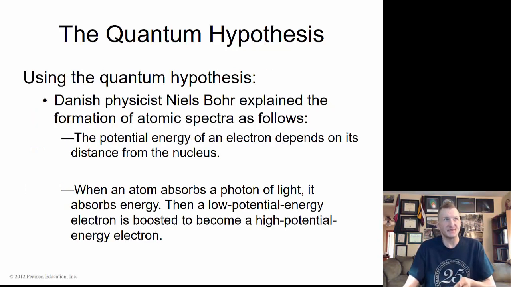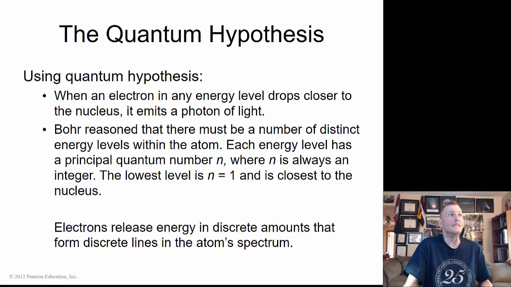Using the quantum hypothesis, the Danish physicist Niels Bohr explained the formation of atomic spectra as follows. The potential energy of an electron depends on its distance from the nucleus and the shell that it's in. We'll get to shells in a minute. When an atom absorbs a photon of light, it absorbs energy as well. So the low potential energy electron can be boosted to become a high potential energy electron in a higher shell. Further, when an electron in any energy level drops closer to the nucleus, it will emit a photon of light, which we've discussed now.